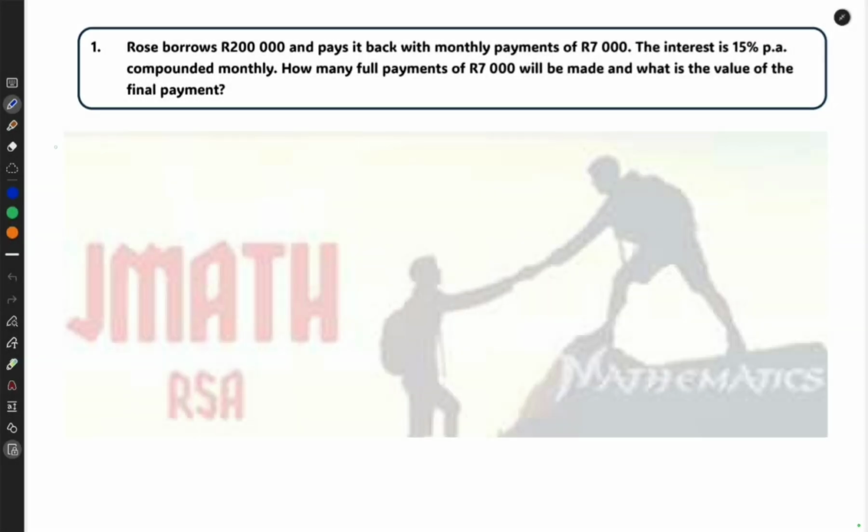Question 1. Rose borrows 200,000 Rand and pays it back with monthly payments of 7,000 Rand. The interest is 15% per annum compounded monthly. How many full payments of 7,000 will be made, and what is the value of the final payment?